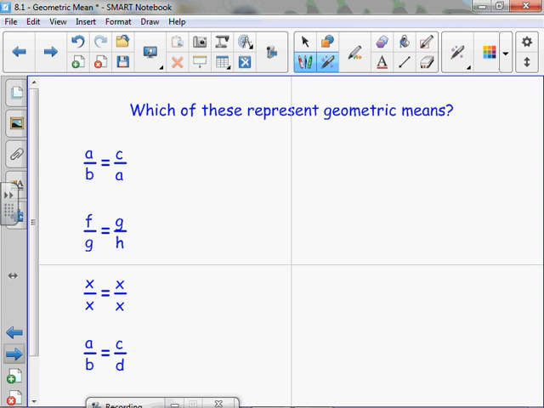Can I say which ones do not first? You can tell me one. Which one would you like to tell me? The X over X equals X over X. Is that a geometric mean or not? No. You have 4 X's, but you don't know the values. Why is this one not? Because it doesn't have two of the same. Yeah, it doesn't have 2 of the same, so you know it's automatically not.